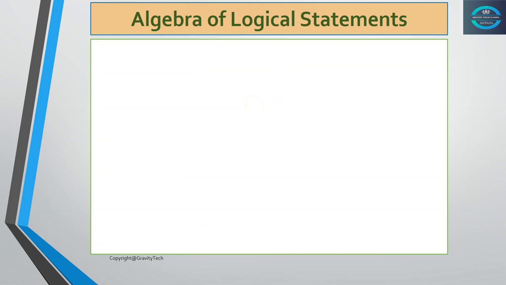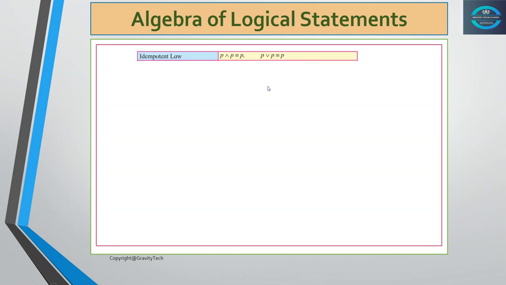Let's look at the algebra of logical statements. These are the rules, the logical laws, which you need to use when you are solving examples that require proving without truth tables. So you have to use these rules directly in your examples, whenever you get an example like: prove it without a truth table, right?